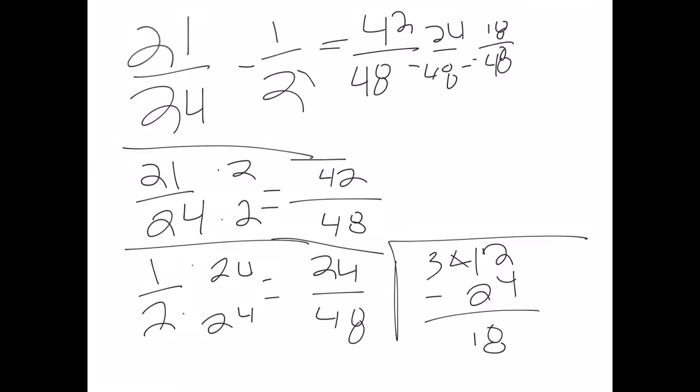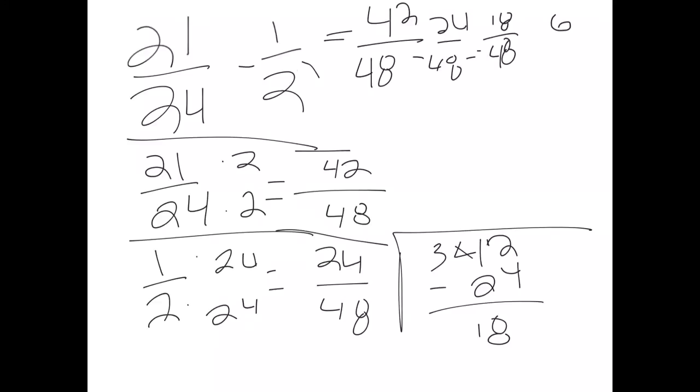But that is not simplified. The greatest number that can go into 18 and 48 is 3. 3 can go into 18 6 times, and 3 goes into 48 16 times. 6 goes into 18 3 times. 6 goes into 48 8 times. That's how you get the answer of 3/8.